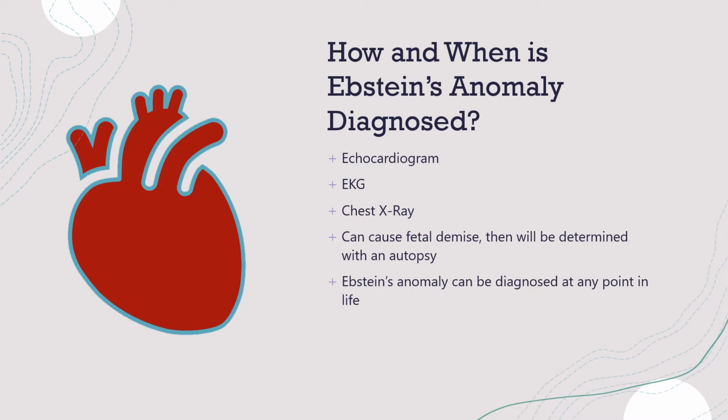EKG is going to show tall, broad P waves and prolonged PR intervals. Chest x-ray is going to show an enlarged heart, usually that right-sided enlarged atrium. It can cause fetal demise, and then it would be determined with an autopsy. But Ebstein's Anomaly can be diagnosed at any point in life, from when the baby is still a fetus to adulthood.